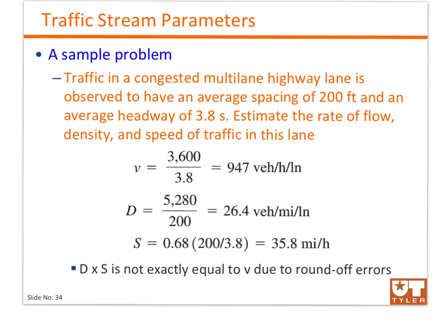Some of you may ask, what if I multiply the density times the speed? Shouldn't this give me the rate of flow? In fact, if you do it, it will be very close. If you use your calculator and put 35.8 times 26.4, it gives 945 vehicles per hour per lane, while here you have 947. So there is a difference of 2 vehicles per hour per lane, and that difference is due to round-off errors, nothing much. But the three equations are really interrelated, and this is how you can double check your answers. So again, if you multiply D times S, it should give you a very good estimate of the flow rate.